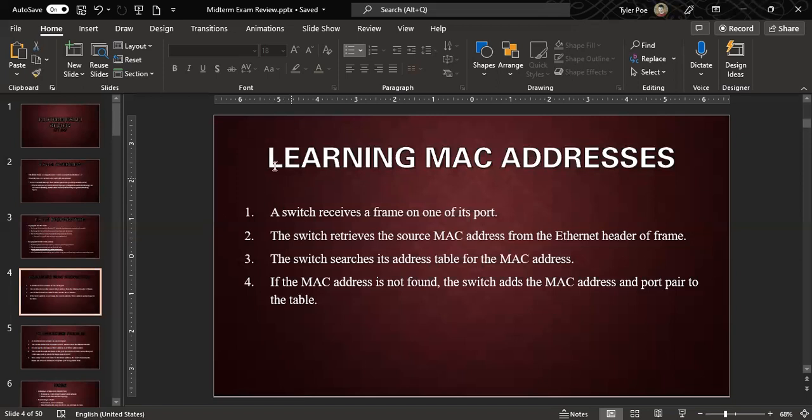This is a very important topic, as a little hint: learning MAC addresses. You want to make sure you understand these steps. This is the way a switch learns MAC addresses. A switch first receives a frame on one of its ports. It retrieves the source MAC address from the Ethernet header of the frame. The switch then searches the MAC address table for that MAC address. If the MAC address is not found, the switch adds the address and port pair to the table. So basically, it learns source MAC addresses.